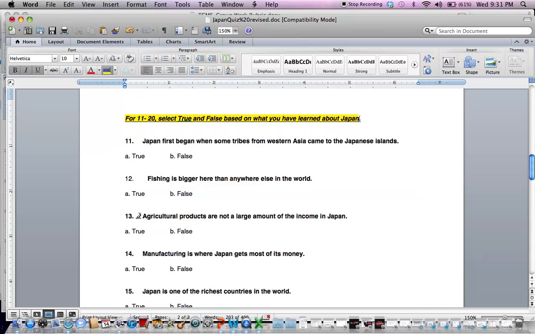Number 13. Agricultural products are not a large amount of the income in Japan. Okay, it says are not a large amount. Are not a large amount of the income in Japan. Is that true or false? Number 14. Manufacturing is where Japan gets most of its money. True or false?